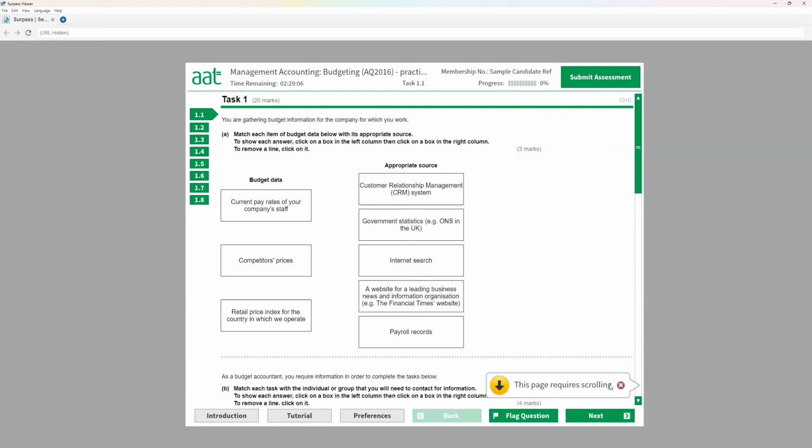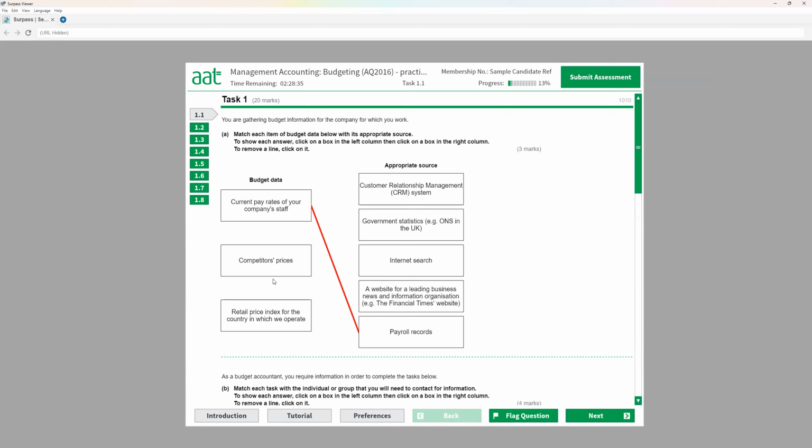All right, so the first one we have here is the current pay rate for your company staff. So any pay rate, anything relevant to payment, is linked to our payroll record. So click there and click here, and it will link up. So any information I need that is related to the employee or company staff payment will be obtained from the payroll record, number one.